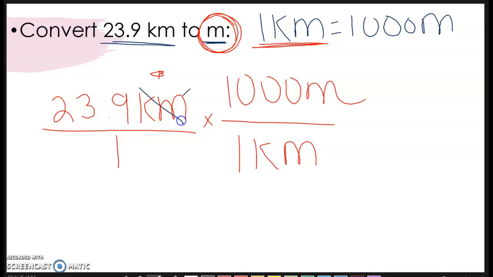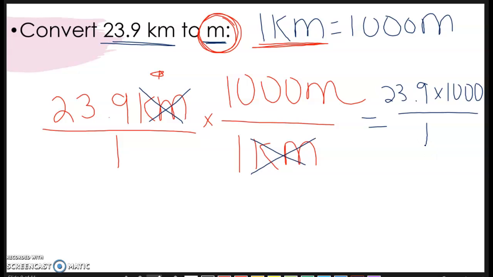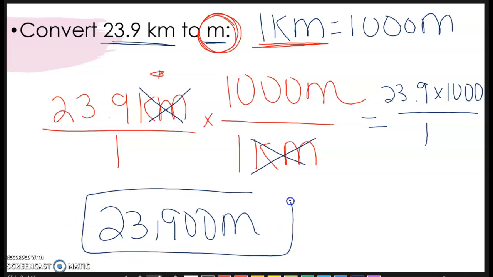Now, kilometer, kilometer, those units cancel. I'm left with the unit meters, which is what I wanted. And so we're good. We can solve this problem. And again, we multiply across the top, so 23.9 times 1,000 over 1. And that equals 23,900 meters. And then check significant figures. 23.9 has 3 sig figs, so my answer should have 3 sig figs, and it does.